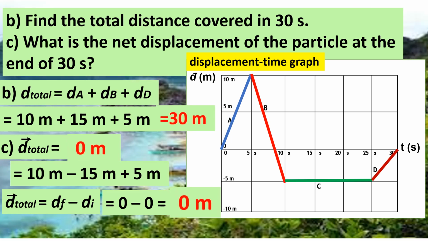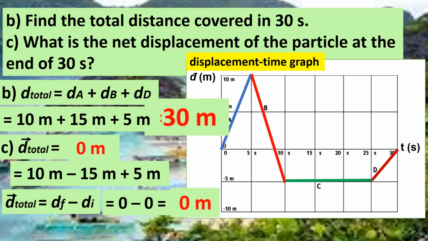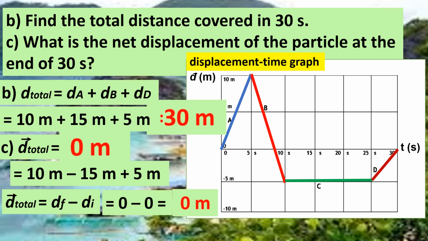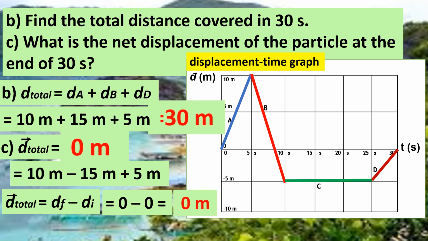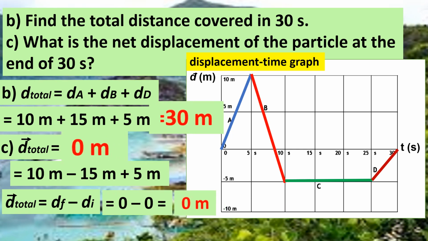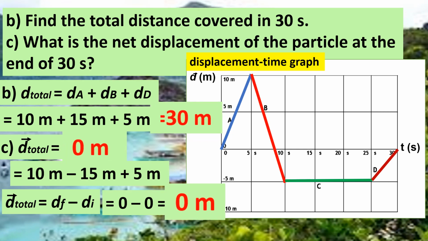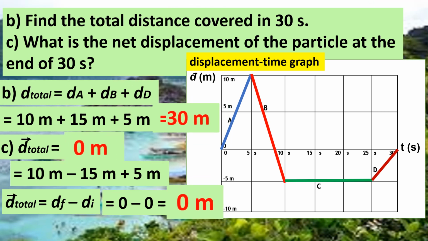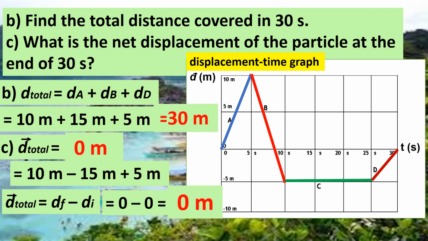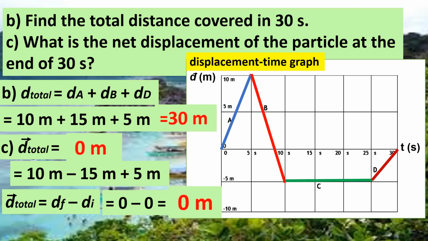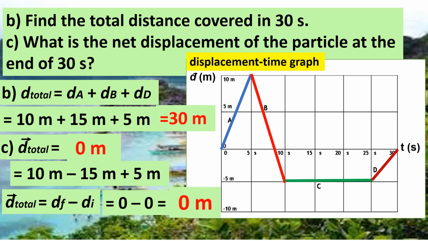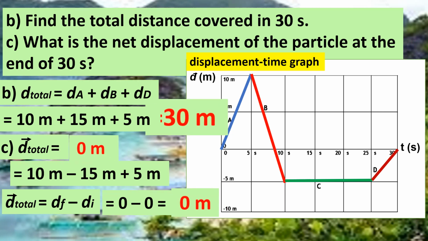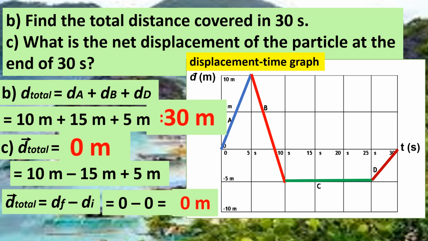It is as if the particle has not been displaced at all. 0 net displacement simply implies that the body looks like it has not been displaced. But as far as total distance is concerned, in fact, it has traveled 30 meters. So you see here the big difference between distance and displacement.